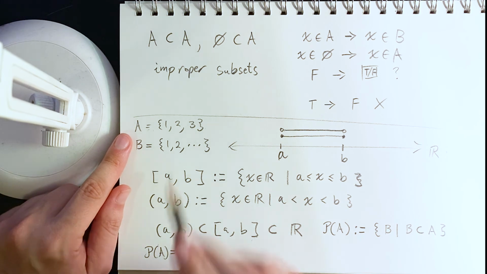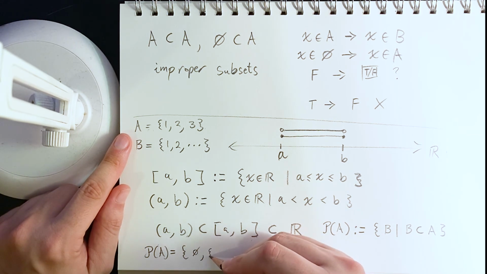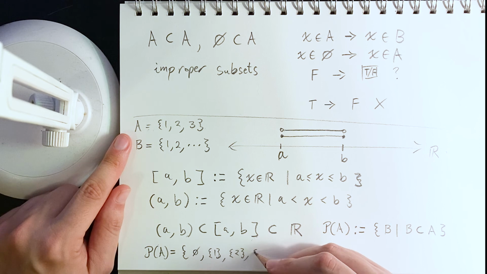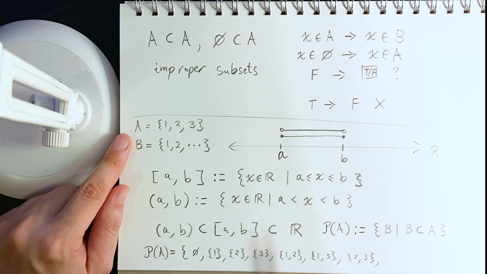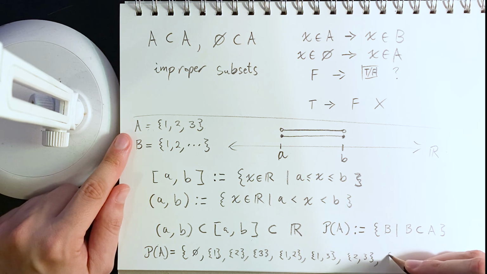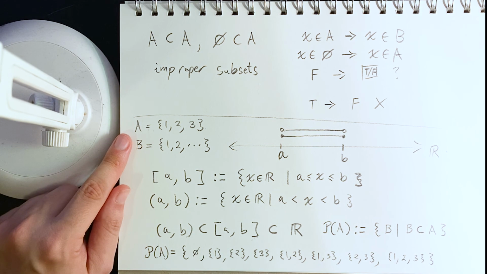Okay, what are all the subsets which have 1 element? Okay, what are all the subsets which have 2 elements? Okay, what are all the subsets which have 3 elements? Okay, cool. So there we have it.